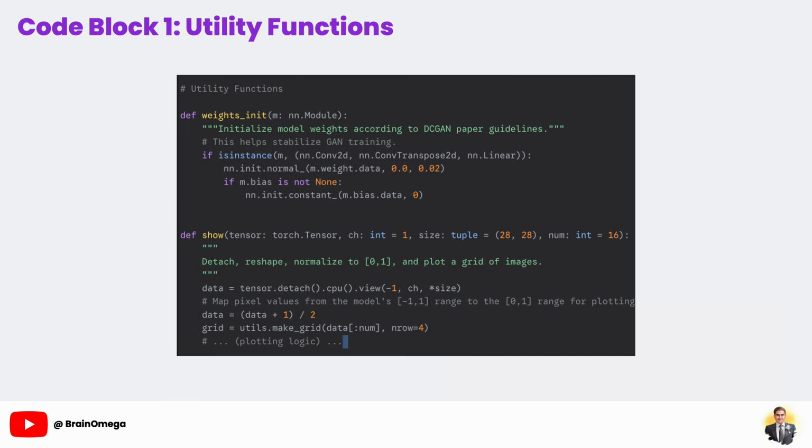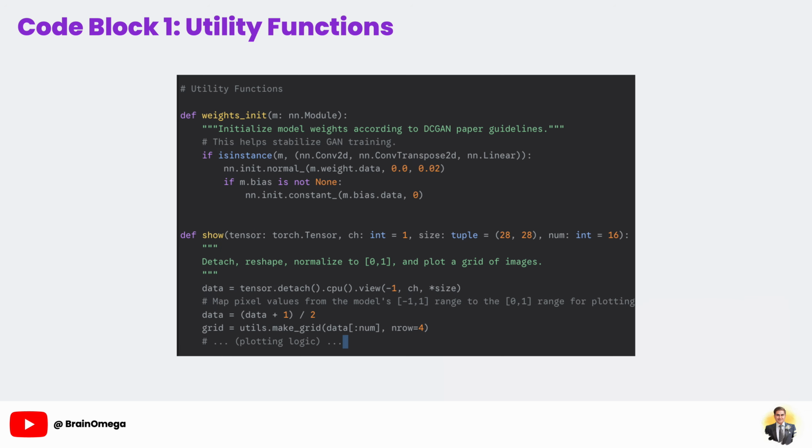Alright, let's dive into the code. Before we build our main models, we have two small but very important helper functions. First, let's talk about weights init. A notorious problem with training GANs is that they can be very unstable. Sometimes the generator finds one good image and just keeps making that, or the gradients just vanish.